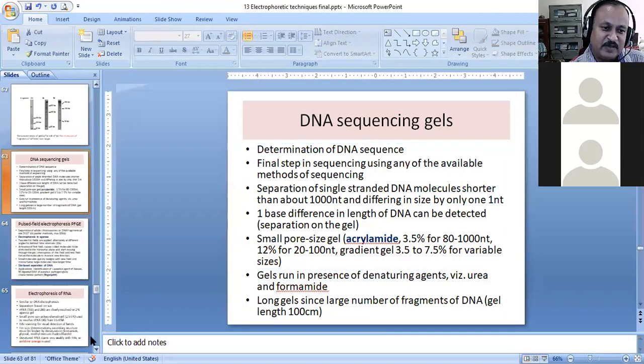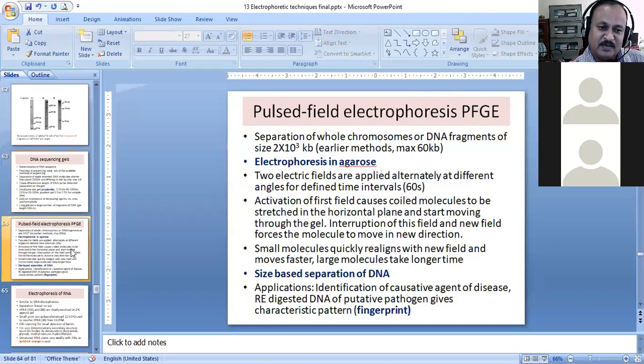Well, we go to the next one. Now this is another variation of the electrophoretic technique, and that is called as pulsed field electrophoresis.